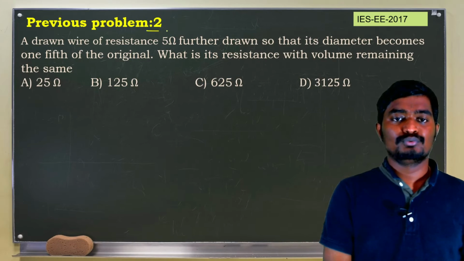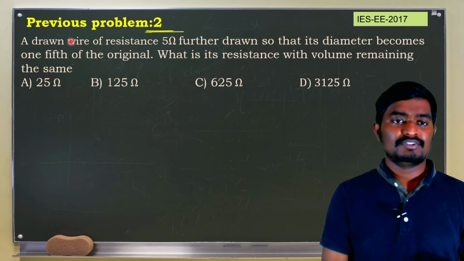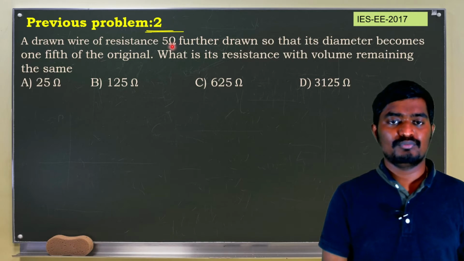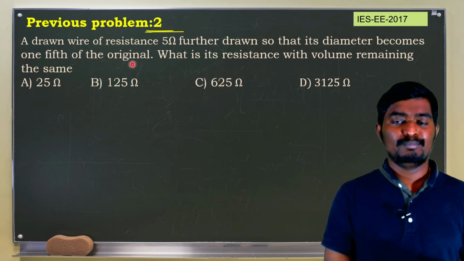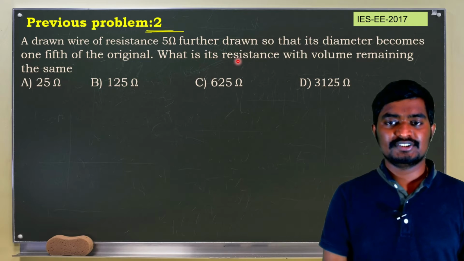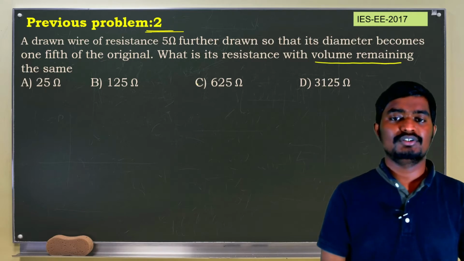Problem number 2. This question was asked in engineering service examination in electrical branch in 2017. First we will read the question. A drawn wire of resistance 5 ohms is further drawn so that its diameter becomes 1/5 of the original. Means diameter is decreased by 1/5. Then what is its resistance with volume remaining same? In this question they mentioned volume remaining constant.